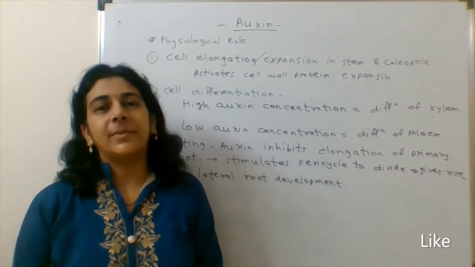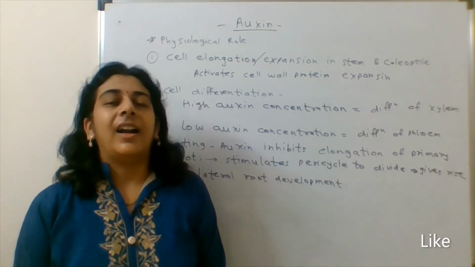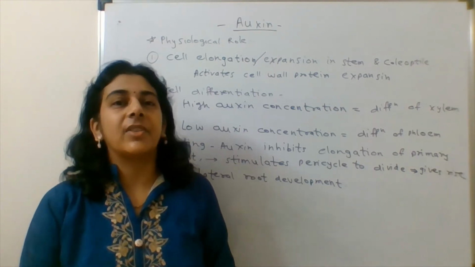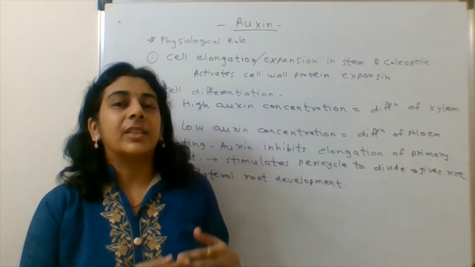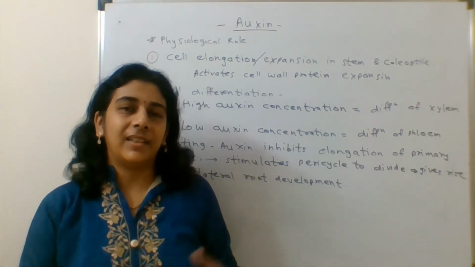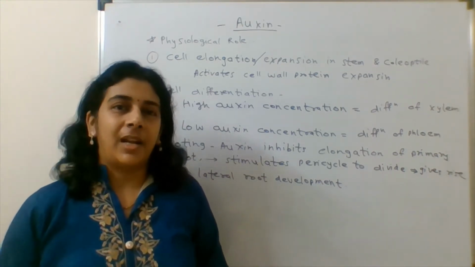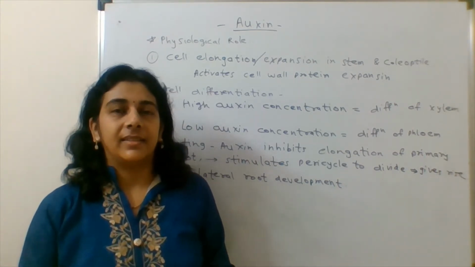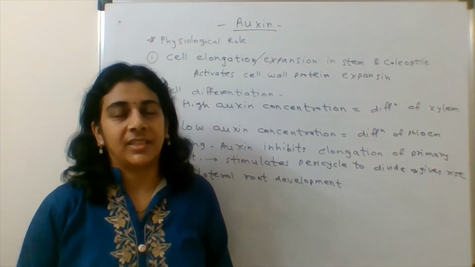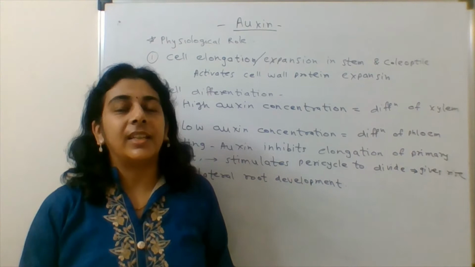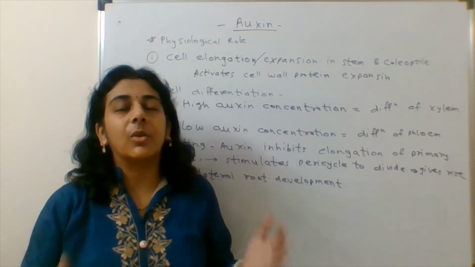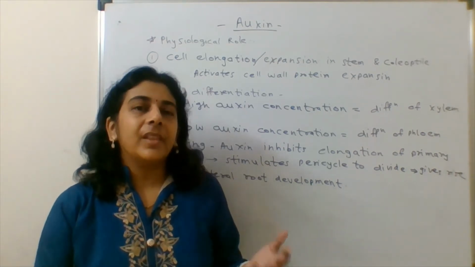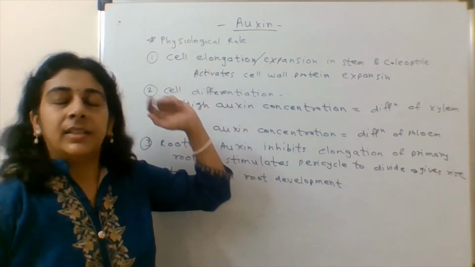Auxin is the first plant hormone to be discovered, and it is secreted by the apical cells. It is transported basipetally. Means at the shoot apex, at the root apex, auxin is secreted and then it is transported to the plant body. The meaning of the word auxin is to increase. The meaning itself gives us its function. So function of the auxin is to increase. It is involved in the increase or the growth, differentiation, development of the plant. Hence, the auxin is related to increase.